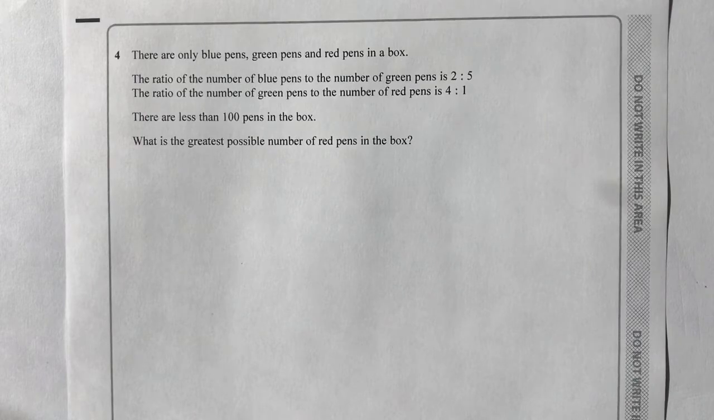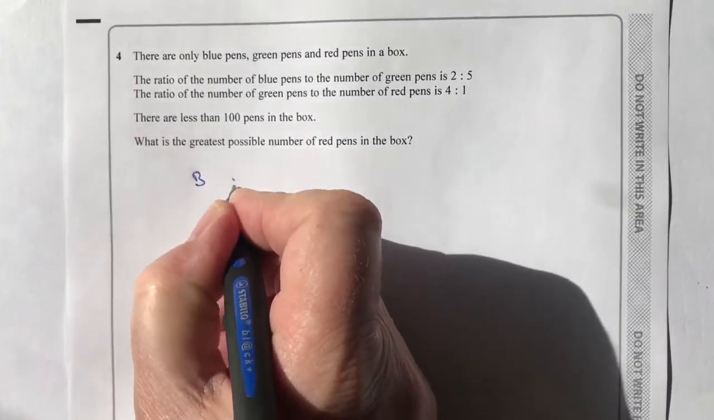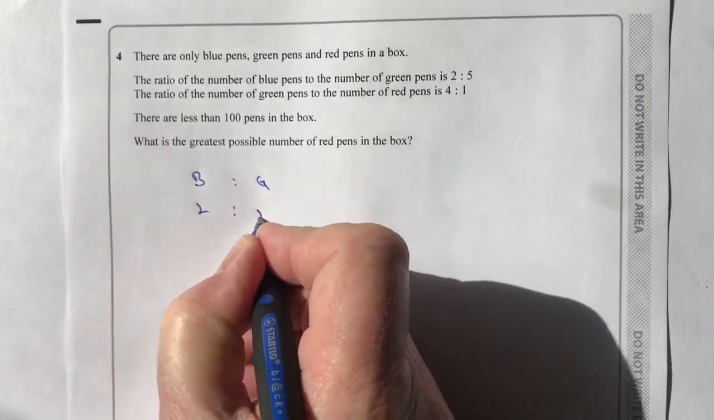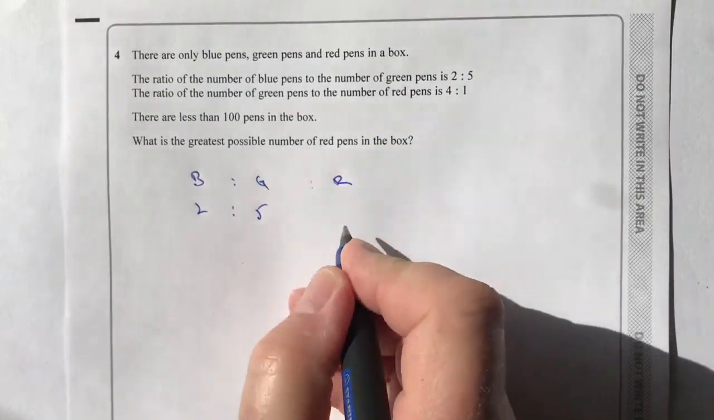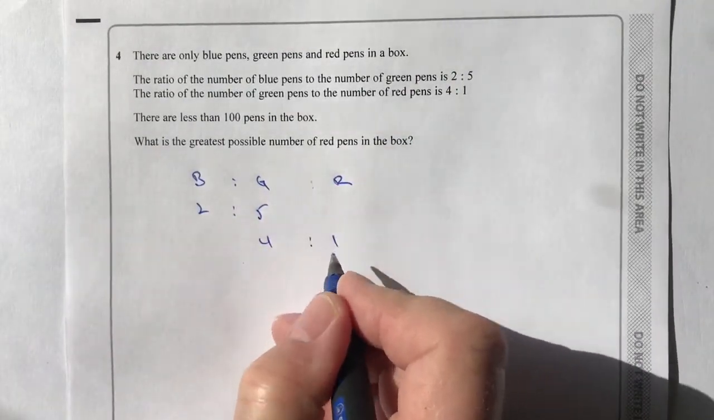So in question number 4, this is actually becoming a bit of a typical question. I see these quite a lot. So we've got blue, green, red pens in a bag of some sort, or in a box, yeah. And we've got a situation where it says we've got blue to green, which is 2 to 5, and then green to red, which is 4 to 1. So if you've got blue to green, that's going to be 2 to 5, okay? And then we've also got green to red, and that's in the ratio of 4 to 1, okay?